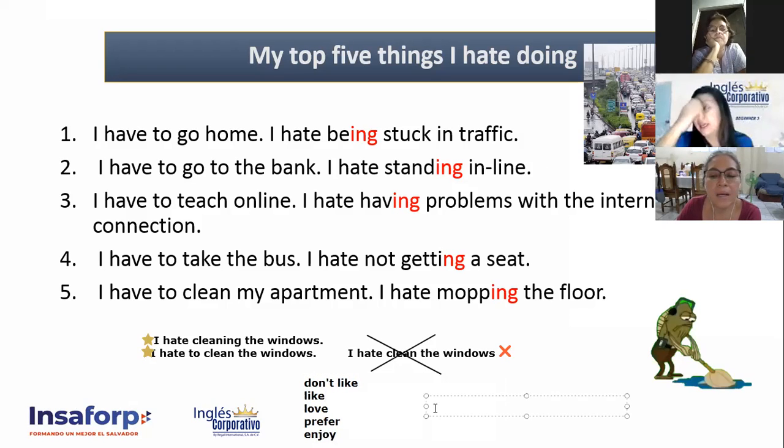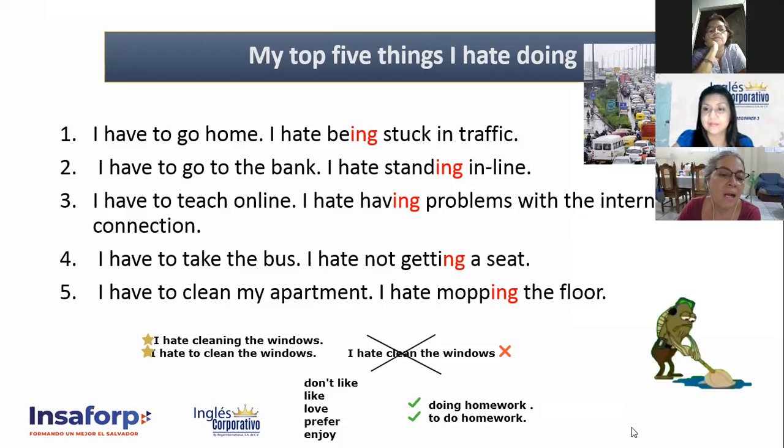Examples. Let's say, give me an action. Doing homework. Okay. Swim in the pool. Okay, for example, doing homework. You can say, we don't like doing homework. Or you can say, we don't like to do homework. And both are correct. Okay? Both are correct. I need to clean the windows.